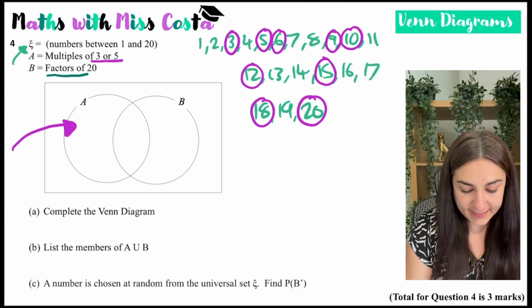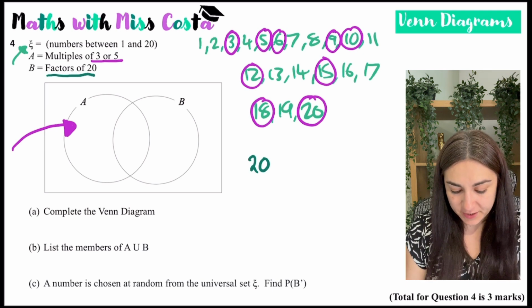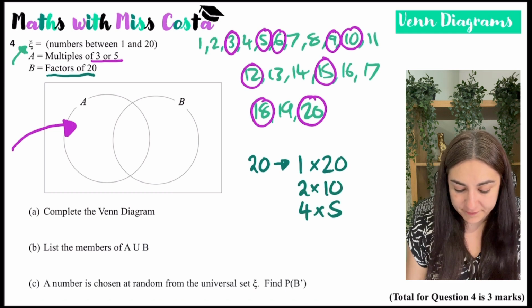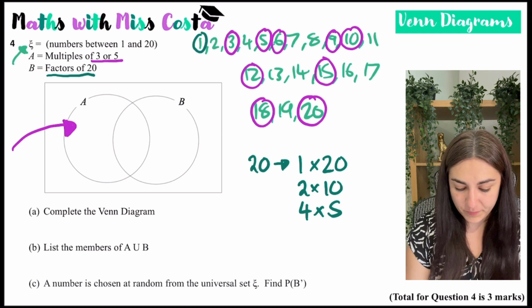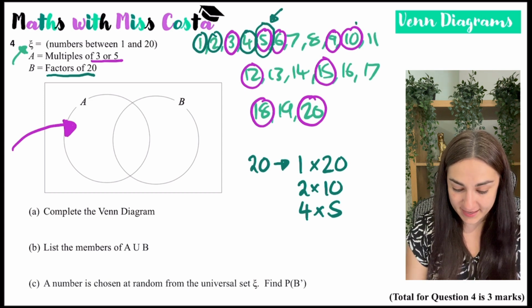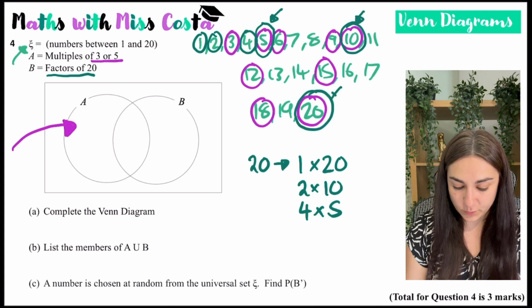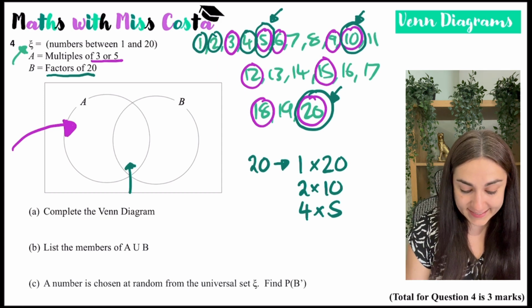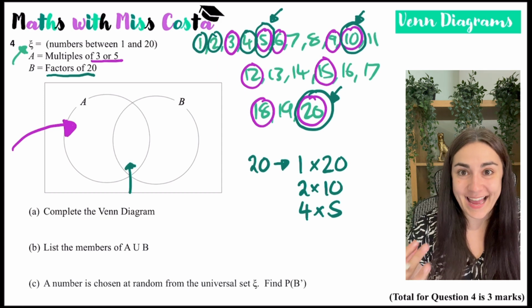Then set B is the factors of 20. I could just do a quick little factor tree. I know that would be 1 times 20, 2 times 10, and 4 times 5. So the factors of 20 are 1, 2, 4, 5, 10, and 20. So 5 gets circled twice, so let's be mindful of that. 10 also gets circled twice, and 20 also gets circled twice. The numbers that get circled twice are what are in the intersection. They are common to A and B.